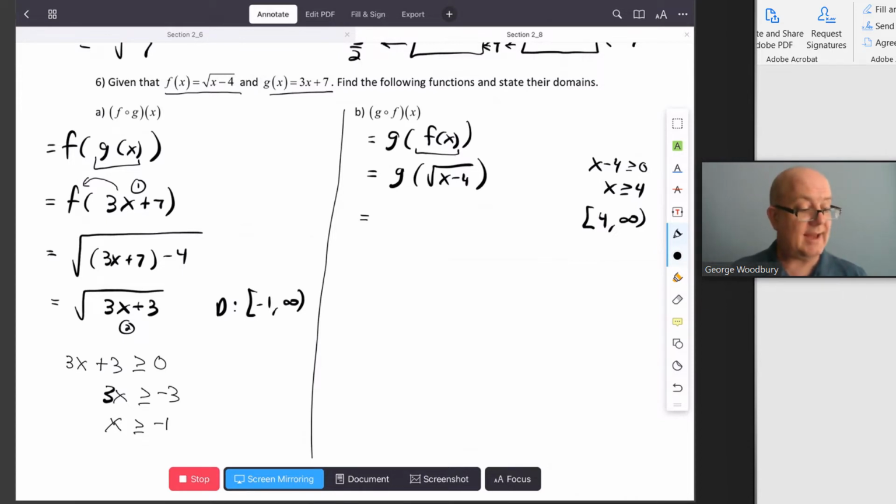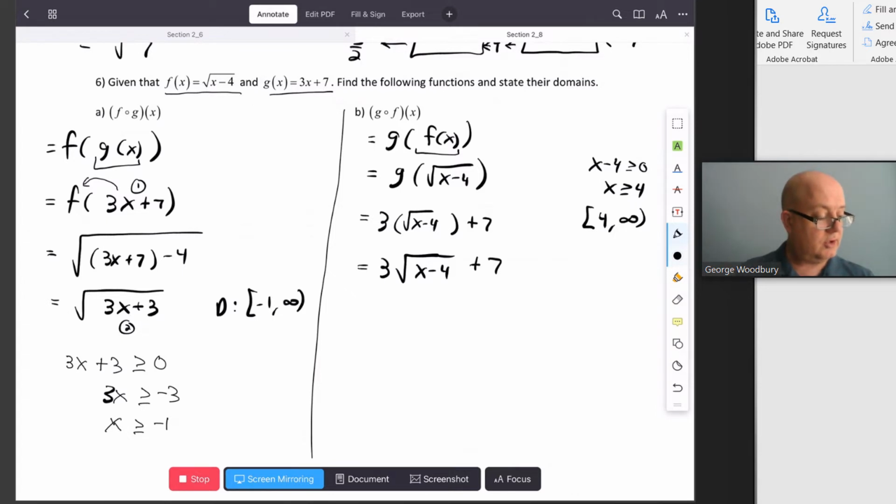Now I'm going to plug that into the function g, which was 3 times the input x plus 7. Put in the square root of x minus 4 there. There's nothing I can do to simplify this. I cannot distribute the 3. There are no like terms to combine. So it's simply 3 square root of x minus 4 plus 7. The domain has the same restrictions. So the domain is 4 comma infinity.